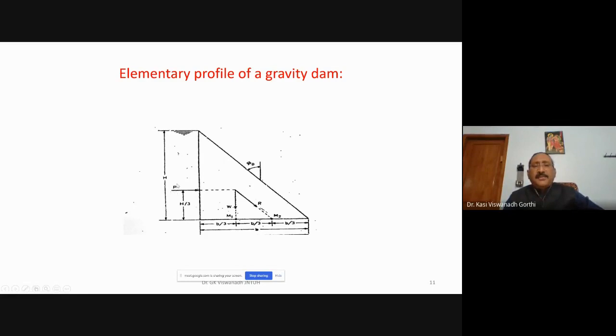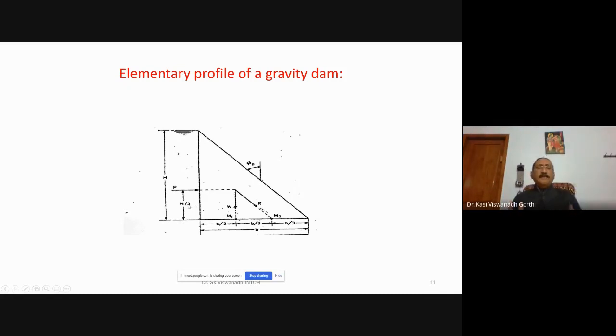Then there is the horizontal water pressure force P. This horizontal water pressure force will be equal to the area of the water pressure intensity diagram. As we have seen, it is also a triangular distribution, having zero pressure intensity at the full reservoir level and maximum pressure intensity of gamma H at the base. So the area of this pressure diagram, gamma H multiplied by H, gives the hydrostatic pressure, which acts at a distance of 2H by 3 from the free surface, and from the base it acts at a distance of H by 3.